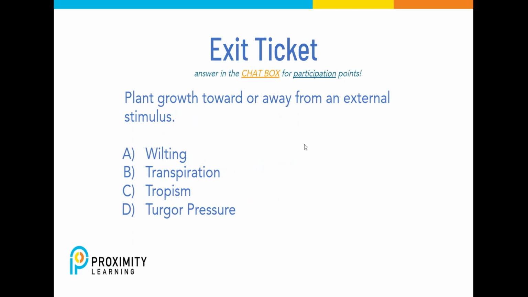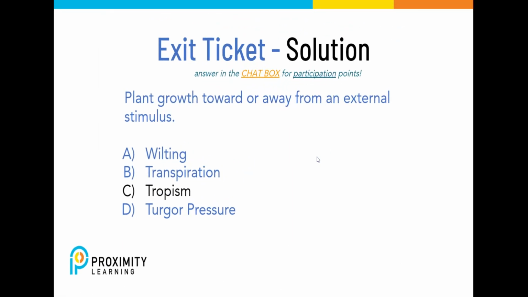All right, so hopefully you understand a little bit more about fight or flight and tropisms. So plant growth toward or away from an external stimulus. What is that called? Type your answer in the Zoom chat box and I'll pause. If you said tropism, you are correct. I'll tell you what we're doing next.